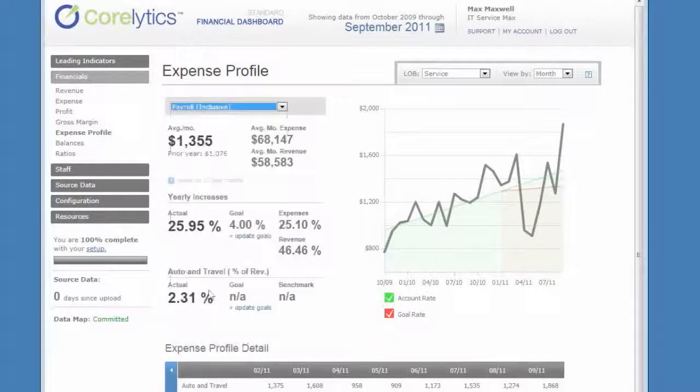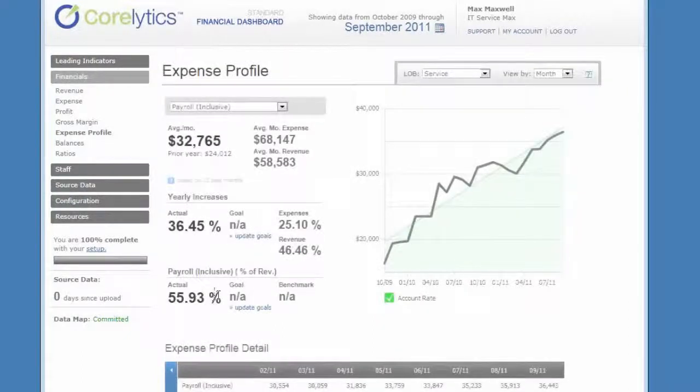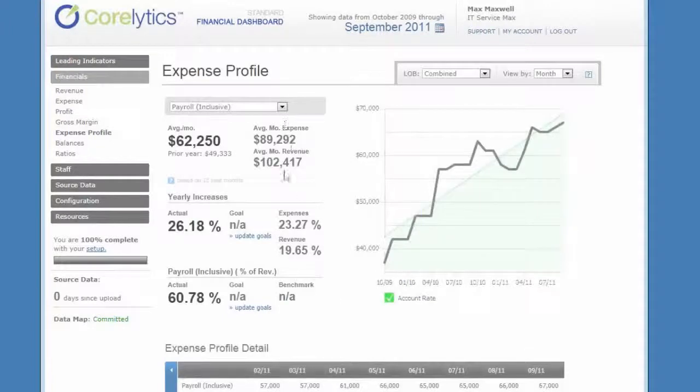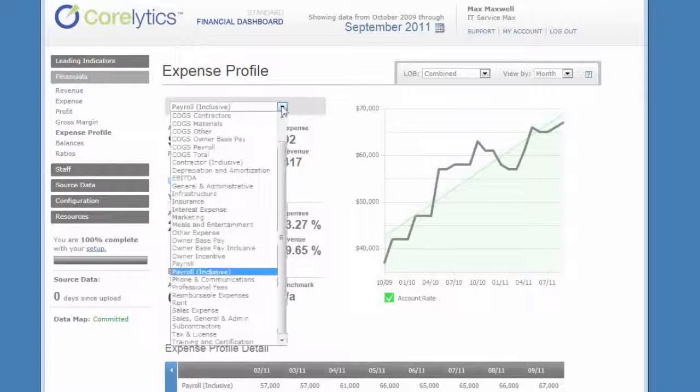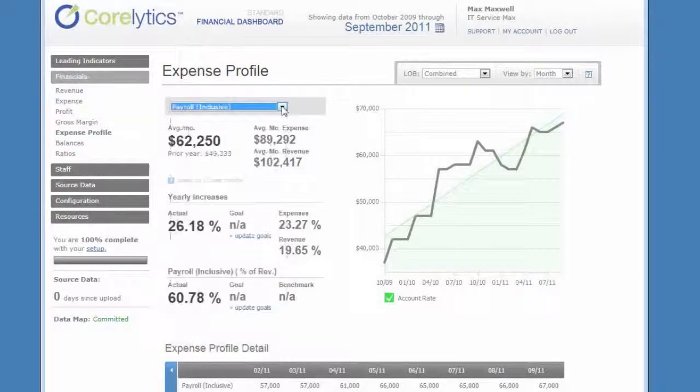So this would be combined payroll, showing you average payroll for the month and compared to the prior year. And this is just average monthly expense and revenue. Again, this is the service line of business. Let me make this combined. And so we're increasing salaries at a pretty steep clip. And then this shows salaries as a percent of revenue. Again, any line item in the standard chart of accounts.